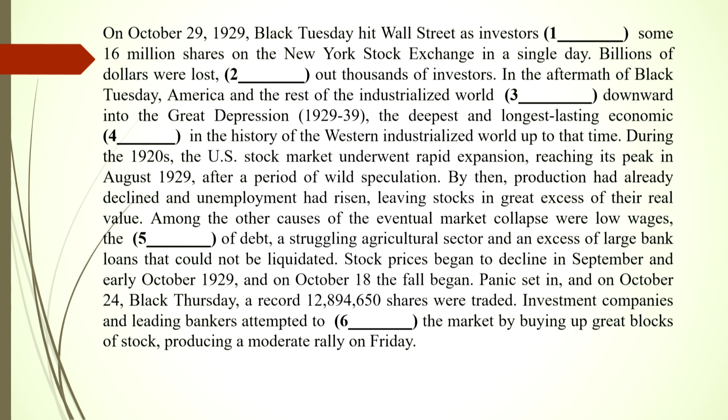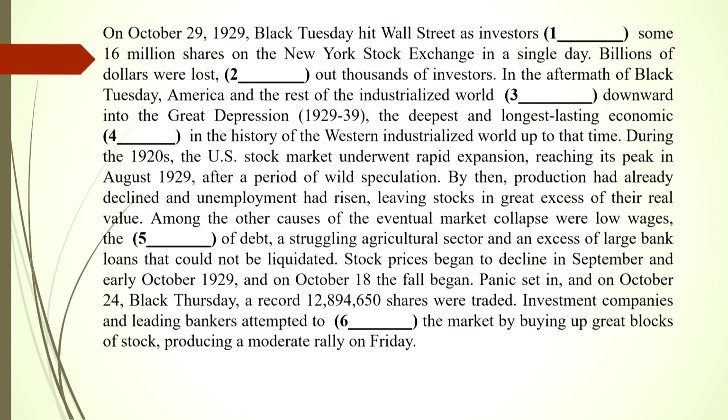During the 1920s, the US stock market underwent rapid expansion, reaching its peak in August 1929, after a period of wild speculation. Full stop. By then, production had already declined and unemployment had risen, leaving stocks in great excess of their real value. Full stop. Among the other causes of the eventual market collapse were low wages, the dash of debt, a struggling agricultural sector, and an excess of large bank loans that could not be liquidated.